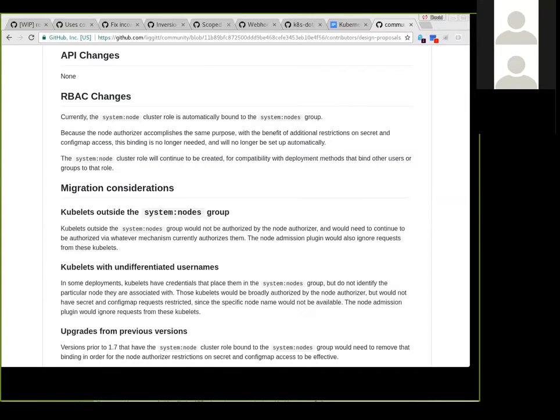So, I mean, there's going to be some sticky practicalities around node naming because it's kind of a mess.